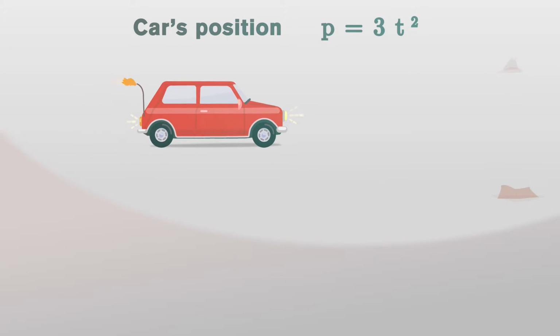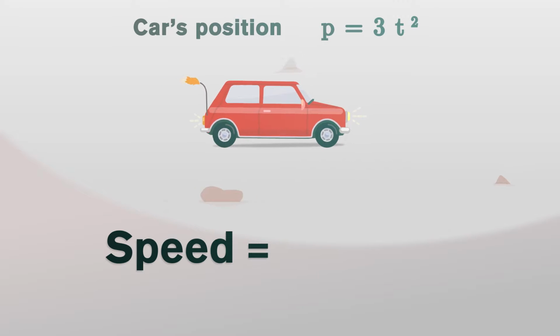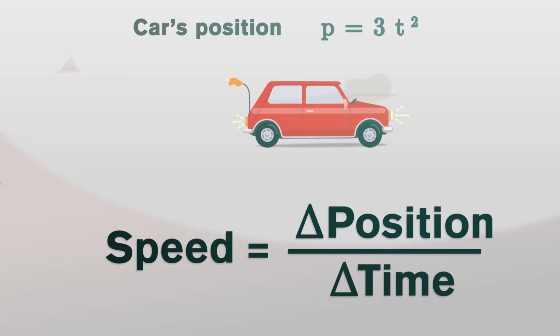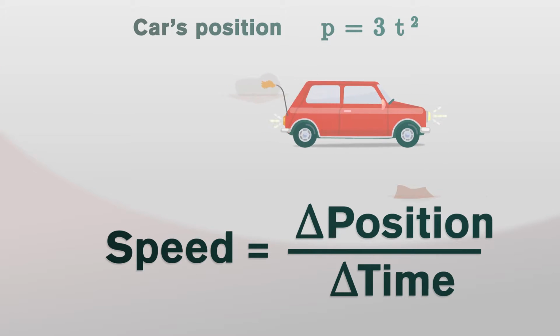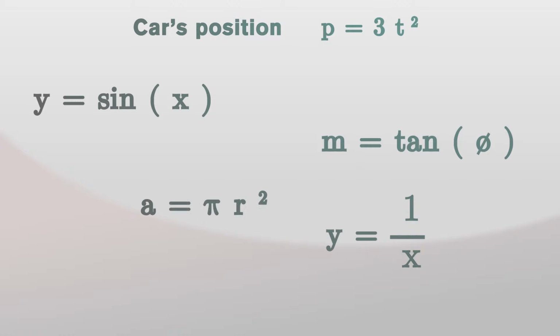As we saw from our last video, to calculate the speed of a car, we need to calculate the rate of change between position and time. To calculate the rate of change, we need to differentiate the equation. That's the plan. How to find the derivative of an equation depends on what kind of equation it is.